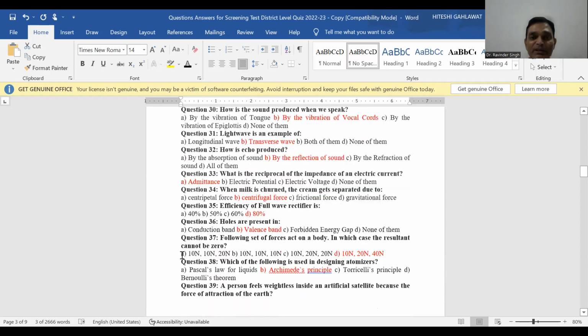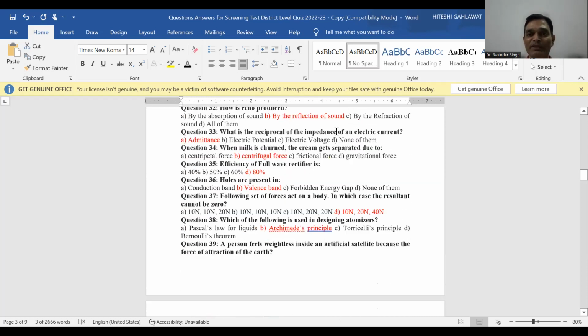Question number 33, what is the reciprocal of the impedance of an electric current? That is admittance. Question number 34, when milk is churned, when we shake milk, the cream gets separated due to centrifugal force. The efficiency of the full wave rectifier is 80%. The holes are present in the valence band. Question number 37, a set of forces acts on a body; in which case can the resultant not be zero? That is option D, 10, 20, 40 Newton.